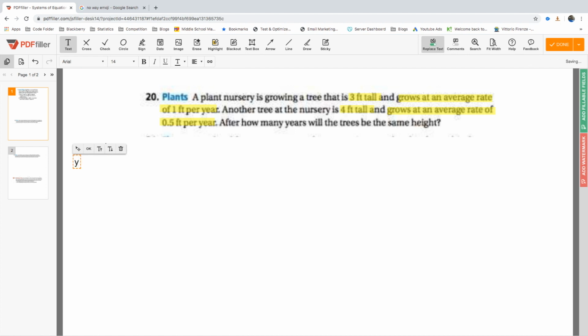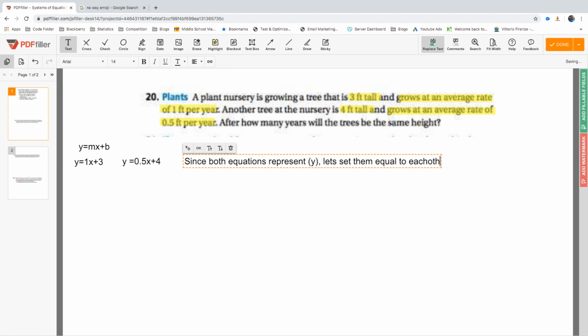Same concept. I'm going to go ahead and highlight some key terms and create my slope-intercept equations for both sentences. I know that the slope in this example is going to be, for the first sentence, 1, because that is tied to the keyword per. So my equation is going to be y equals 1x plus 3 for the first tree, and then y equals 0.5x plus 4 for the second tree. Again, notice that they both show that y equals one thing and y equals another. So since they both represent y, we're going to set them equal to each other. So now that's going to have us write 1x plus 3 equals 0.5x plus 4.